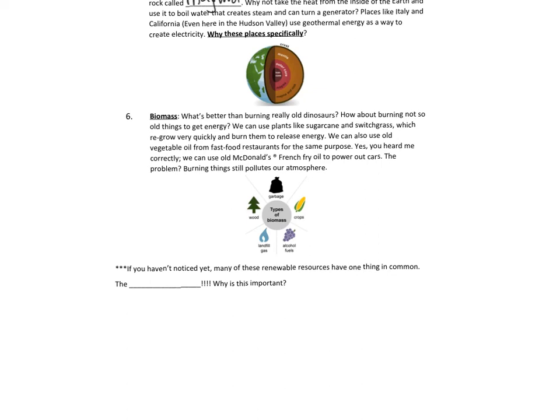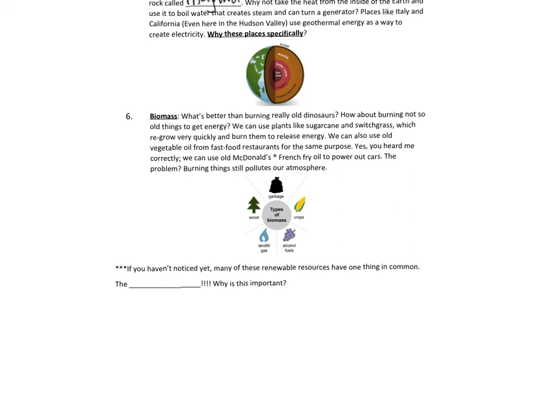So we can use plants like sugarcane and switchgrass, which grow super fast, and burn them to release energy. We can also use vegetable oil from fast food restaurants for the same purpose. So yes, you can use old French fry oil from McDonald's or some other fast food restaurant to power our cars. And don't take any of that vegetable oil you got laying around from food you cooked from dinner and pour it into your parents' cars. The car will stop working.